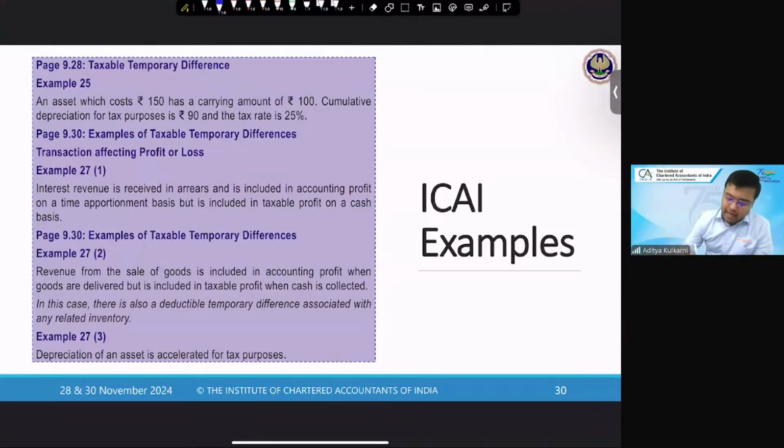An asset which costs rupees 150 has a carrying amount of 100. So carrying amount equals 100. Cumulative depreciation for tax purposes is 90. So what is your tax base? Tell me. 90? Will the tax base be 90 or 60? 60, sir. Read carefully: 150 minus cumulative depreciation for tax purposes of 90.